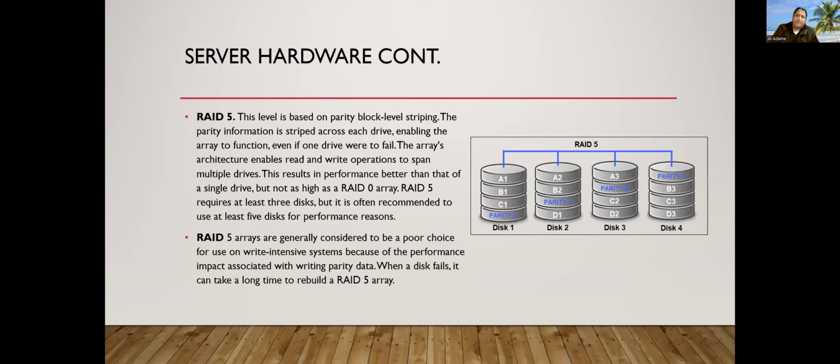It even could have been the backup for parts of it. It'll pull what it had prior from a backup in C1 or in B2, wherever it has C3, and it will still continue to function. The result is performance better than that of the single drive, but not as high as a RAID 0 array.